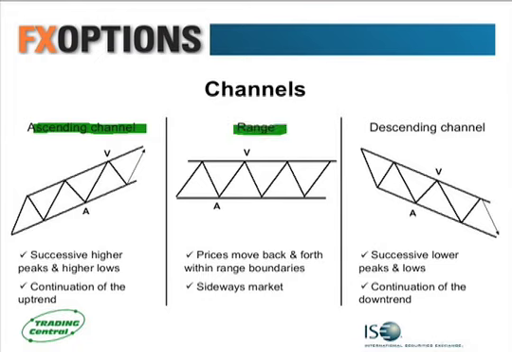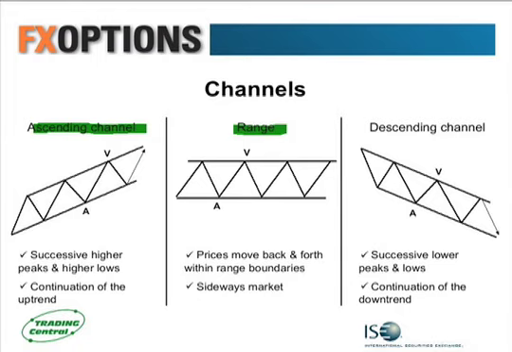The second kind of channel is a range. Prices move back and forth within range boundaries. It's a sideways market. So it's the same as for the ascending channel. You buy when we are close to the lower boundary, and you sell or take your profit when you are close to the upper boundary.